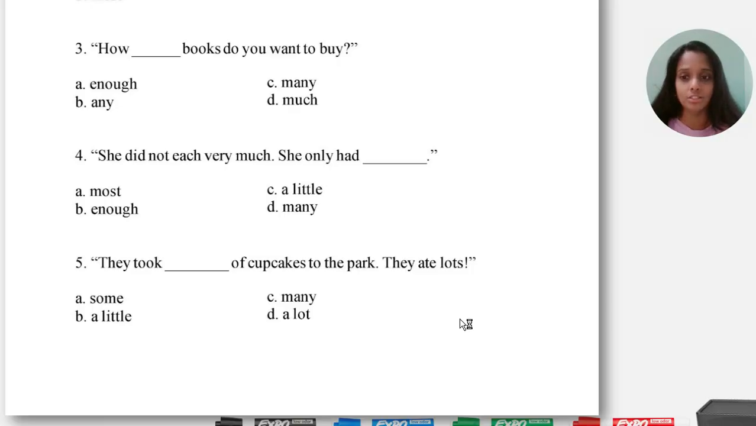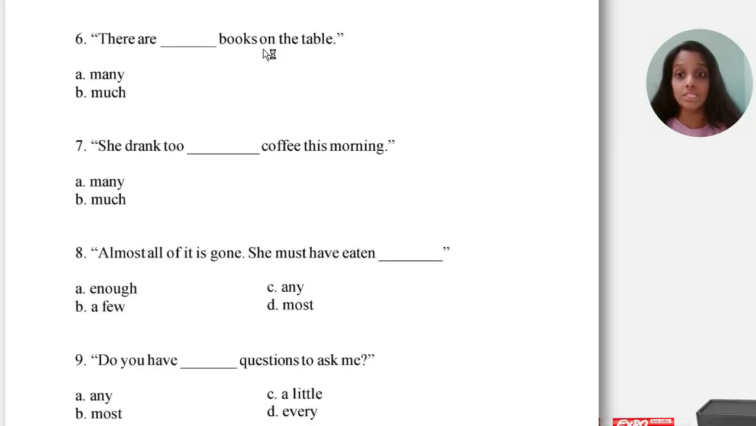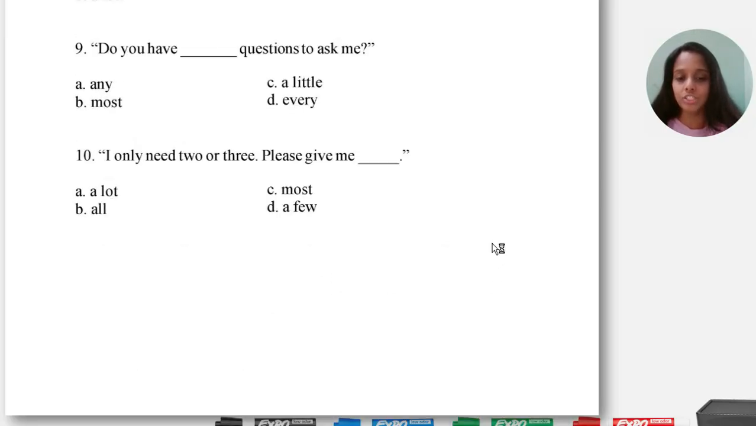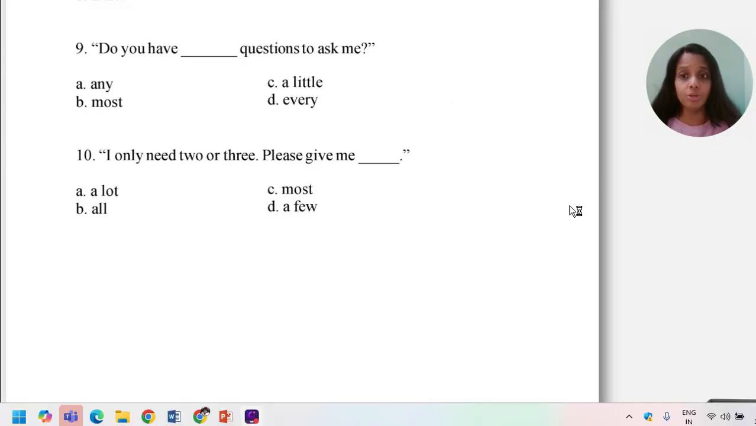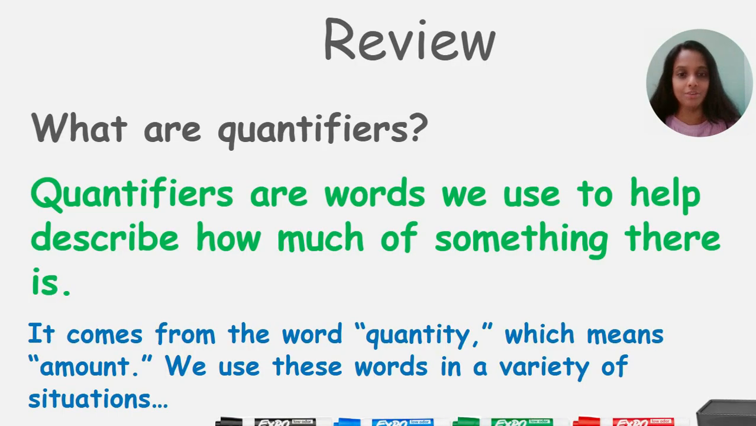They ate lots. And for the sixth one, there are dash books on the table. She drank 2 dash coffee this morning. Almost all of it is gone. She must have eaten dash. Do you have questions to ask me? I only need 2 or 3. Please give me dash. So these questions are for your practice. You can just try to practice on your own and find out the right quantifiers that fit the sentence.